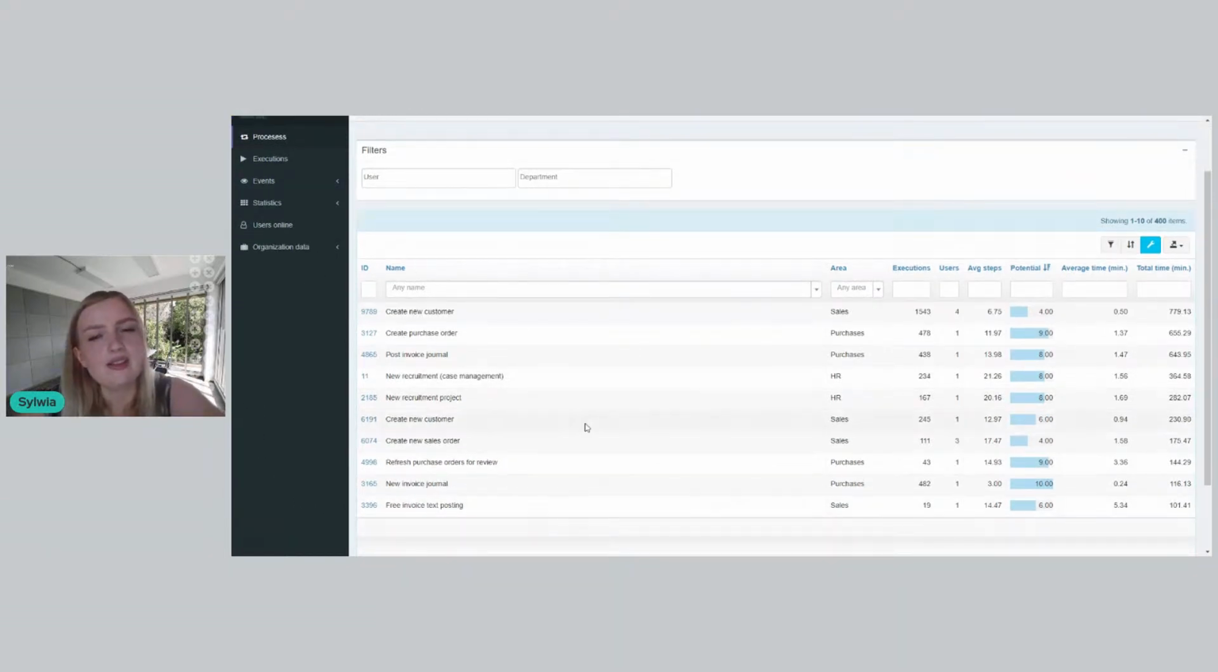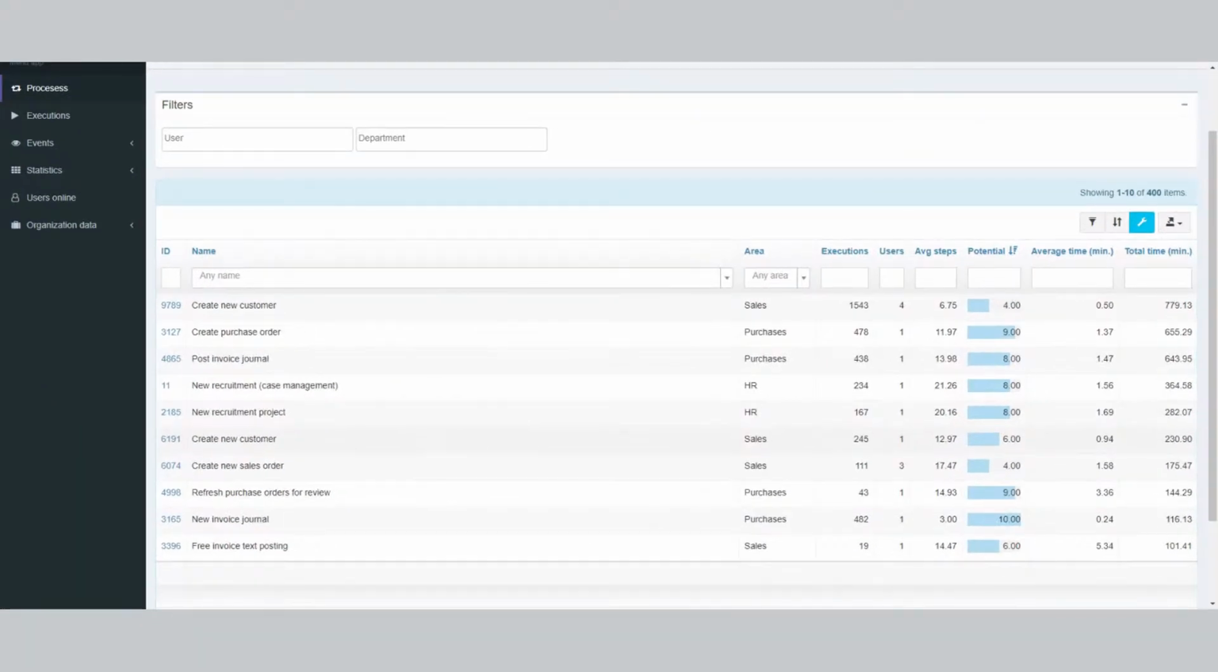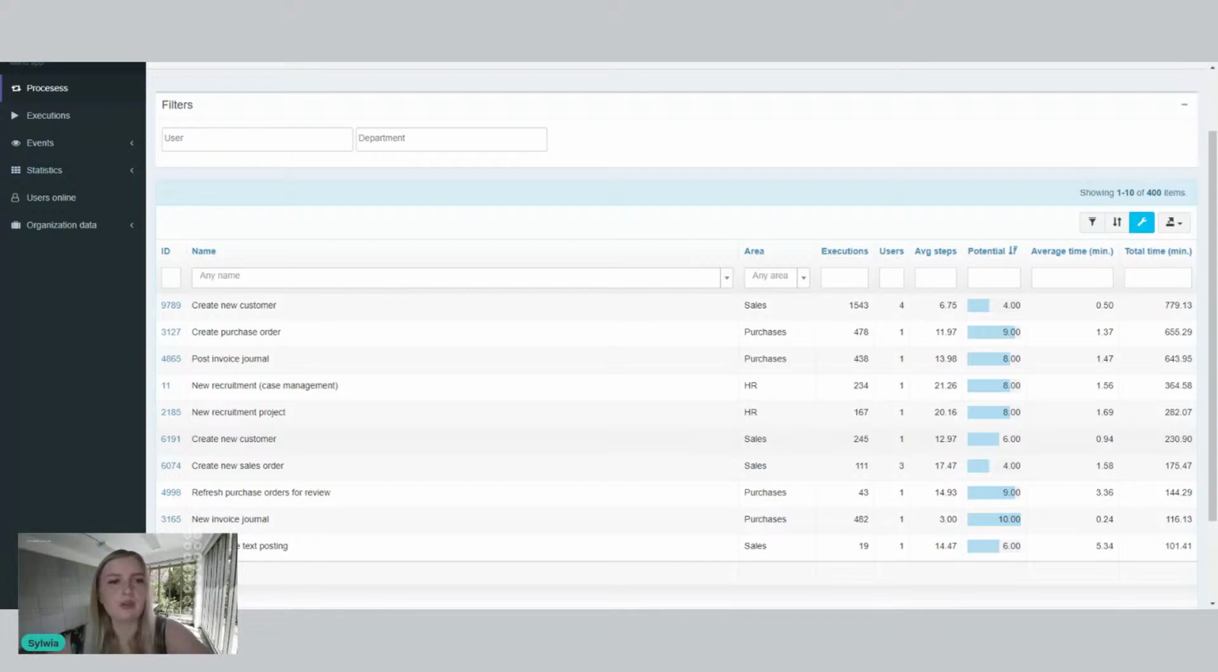Here, we've got a list of processes which were found. This is mock data. If you see some numbers which may seem excessive, please pay it no mind. This is our sandbox, just for demo purposes. It does not contain any real life information.